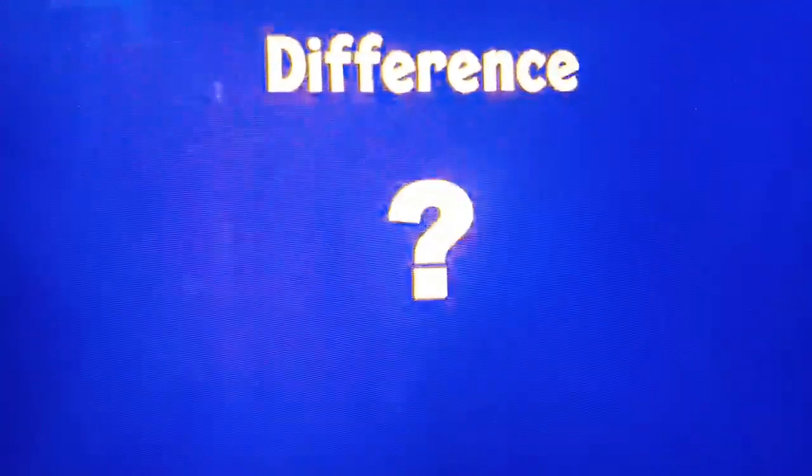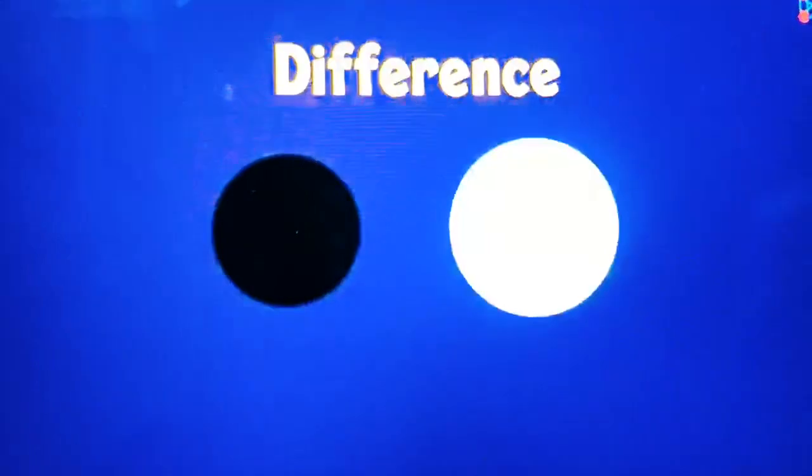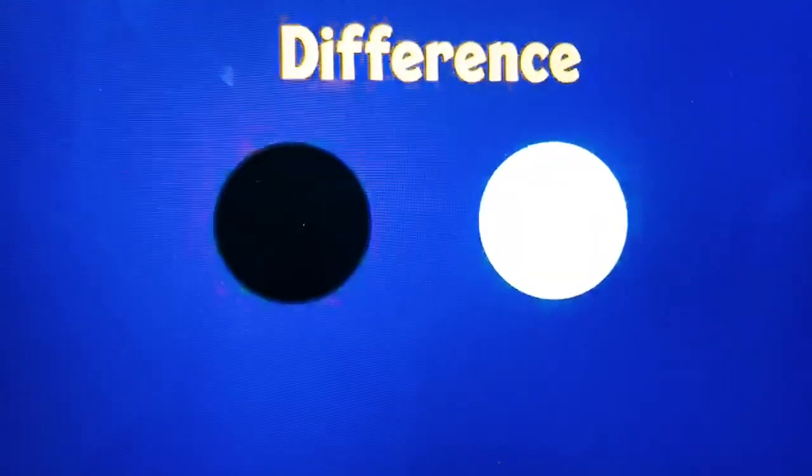But how do you differentiate between the two? Is it as easy as the difference between the two colors, black and white? Well, for that, let us look at the physical properties of each category in detail.